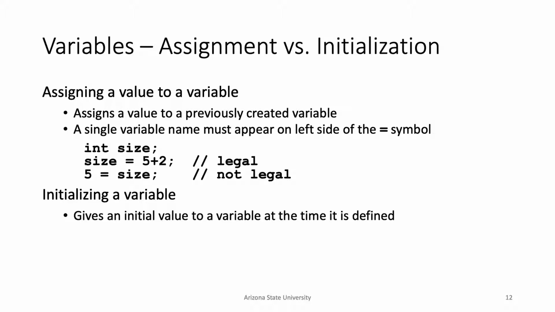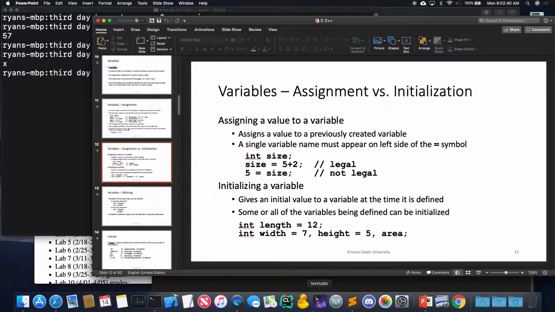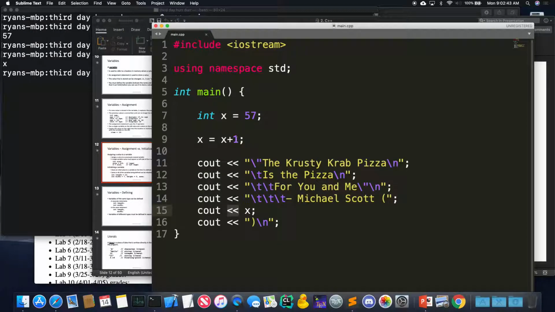Initializing a variable is a little different. It's when I'm declaring a variable, so when I put the int or whatever on the front, and I give it a value at the exact same time. So in the example that we've been working on, this one is just an assignment, the x equals x plus 1 thing. This one is an initialization, because I'm declaring the x for the first time right here using the int, and I'm giving it a value at the exact same time.